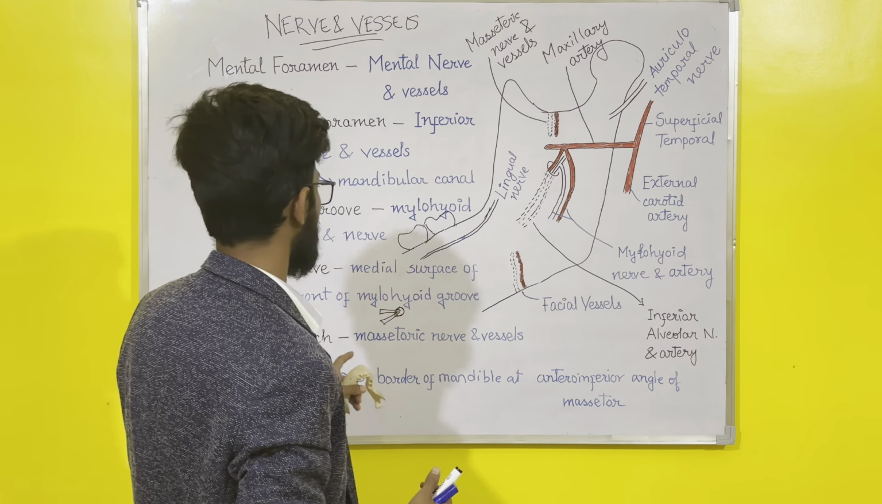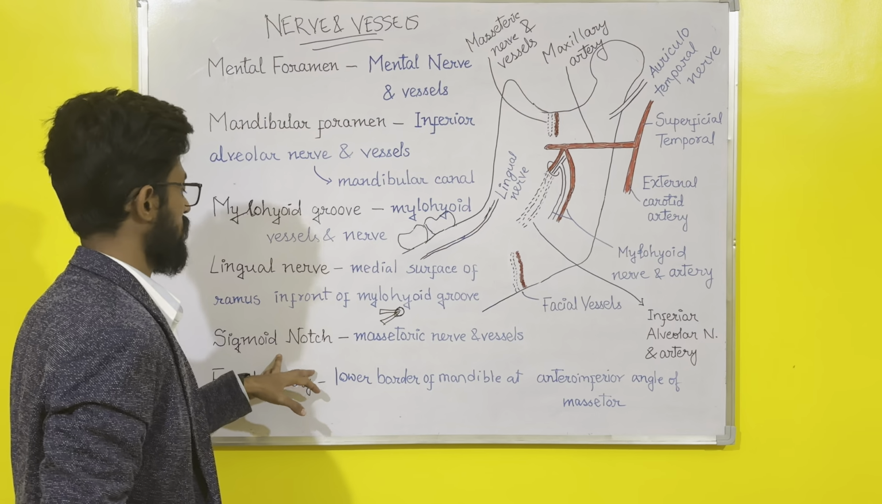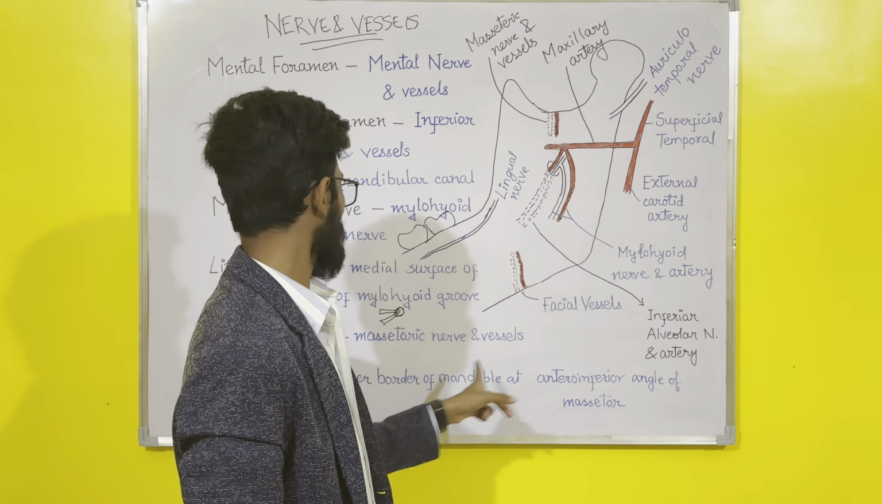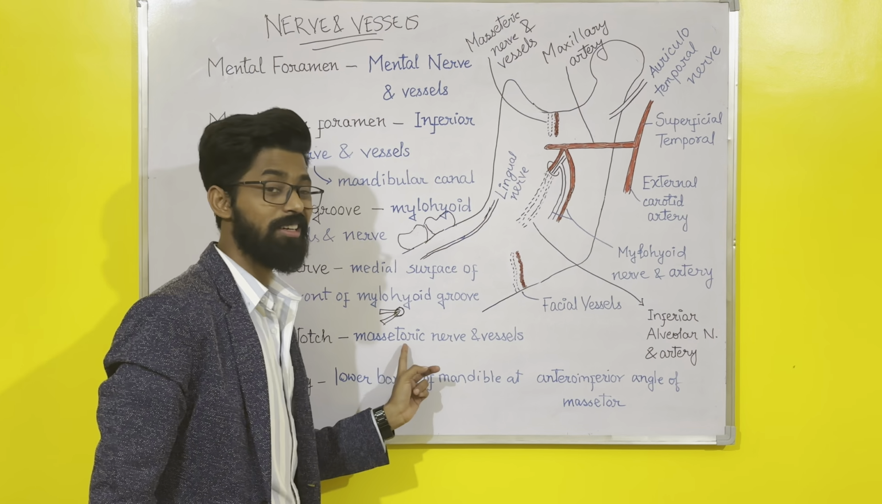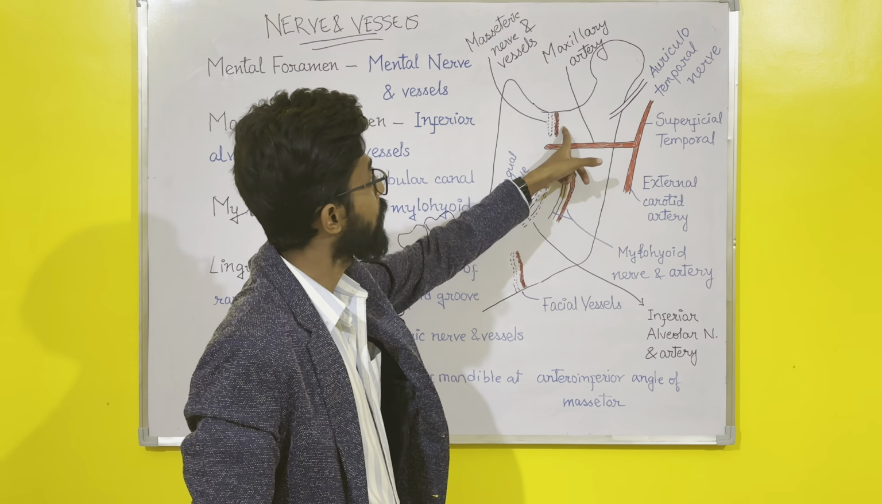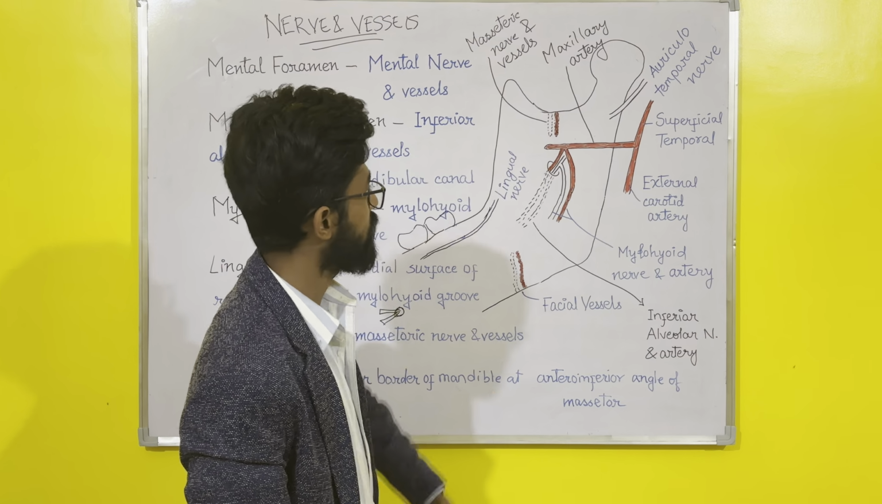Next is the sigmoid notch or the mandibular notch. The sigmoid notch, or mandibular notch, houses the masseteric nerves and vessels. They are present on the outer surface. Outer surface, sigmoid notch or mandibular notch, masseteric nerves and vessels.